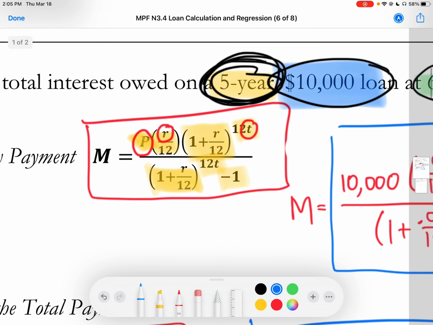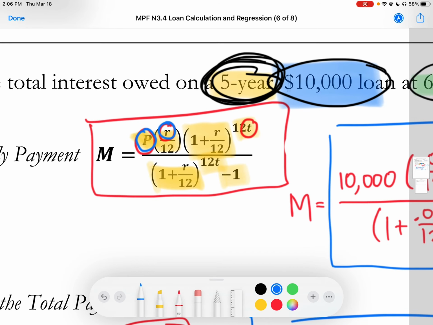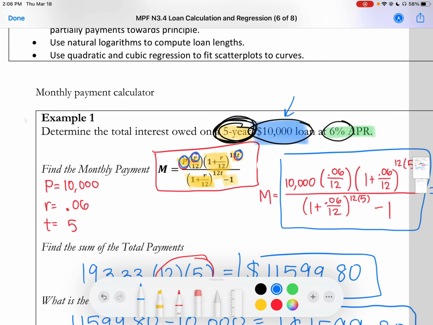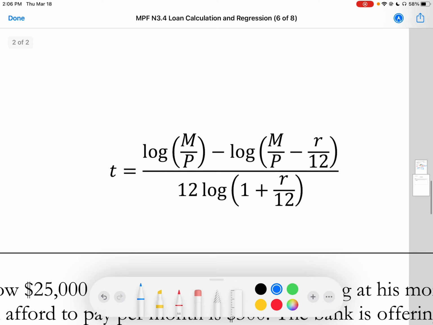This one right here, we use this when we already know the principal and the rate and the time. Like this problem gave us the principal, the rate, and the time, and what we want to find out is the monthly payment. In this formula that we're learning today, we have to know the monthly payment and the principal and the rate. And what we're trying to figure out is the time.